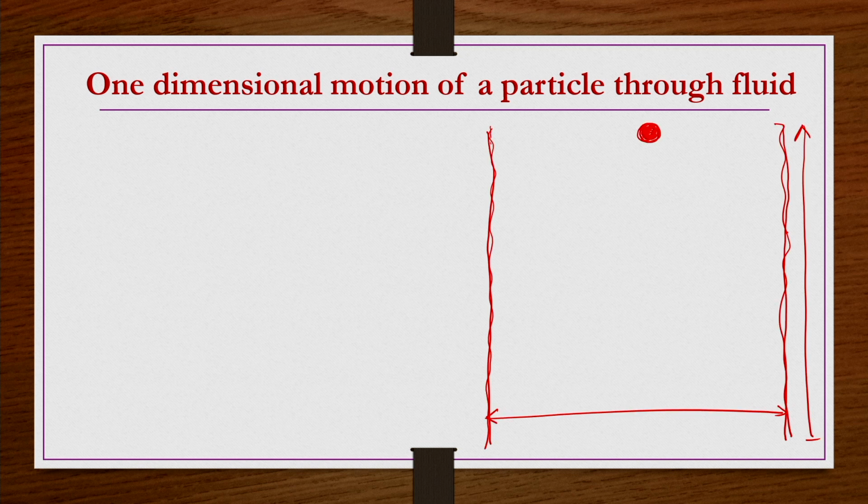Let us consider a very large container, right, in which we are settling a small particle. A large container we have taken in order to have unbounded motion of the particle in an infinitely long cylindrical column.